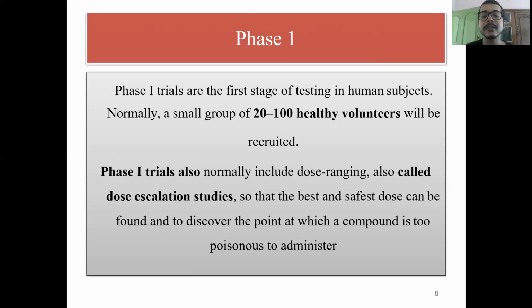So here 20 to 100 volunteers can be taken. In this clinical trial, according to different circumstances or availability of the volunteers, or the kind of research we are doing, the number of volunteers varies from 20 to 100, but it is more than phase 0. So that's the reason phase 0 has been introduced, as you understand. So 20 to 100 healthy volunteers. Let me just tell you, it is healthy volunteers.